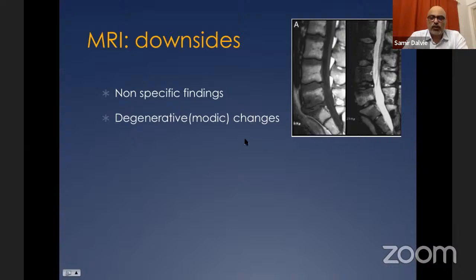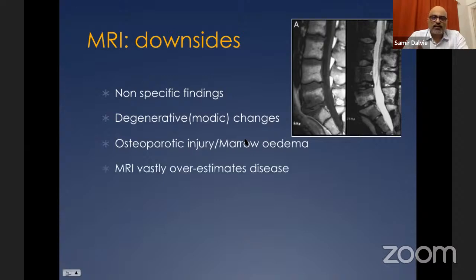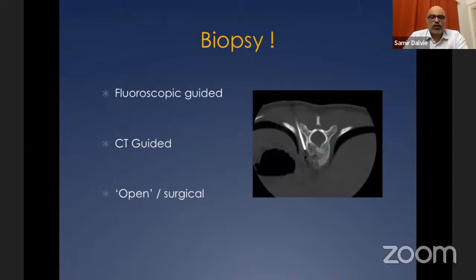But this is purely a Modic change. This is a degenerative change. The other thing can be an osteoporotic injury or marrow edema because of that. And the MRI also vastly overestimates disease. So whenever you do a surgery, whatever you see in surgery is much less than what is seen on the MRI. And cost is also an issue.